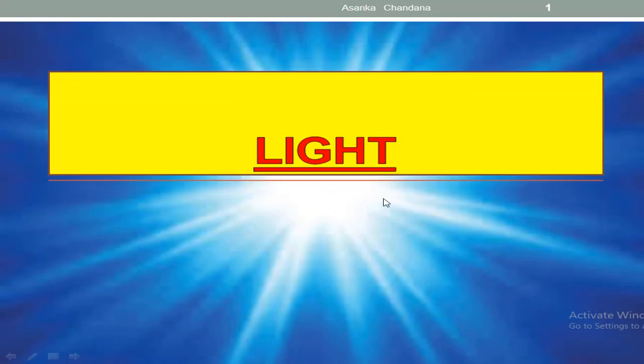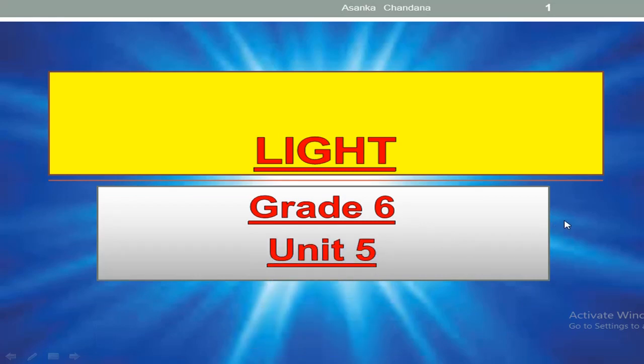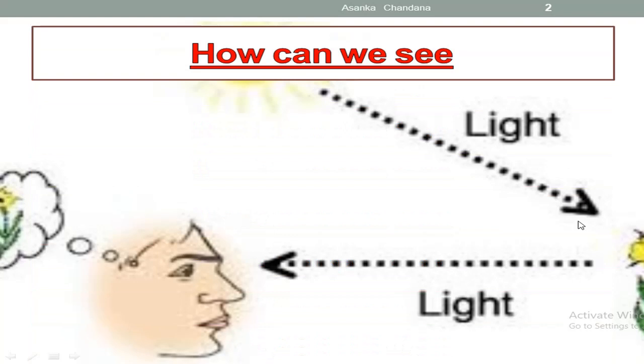Right, what is unit 5 of the grade 6 science? Unit 5 of the grade 6 science is light, or rather light and vision. Under this topic, firstly we have to learn about how we can see. To see something, light and eyes are needed.